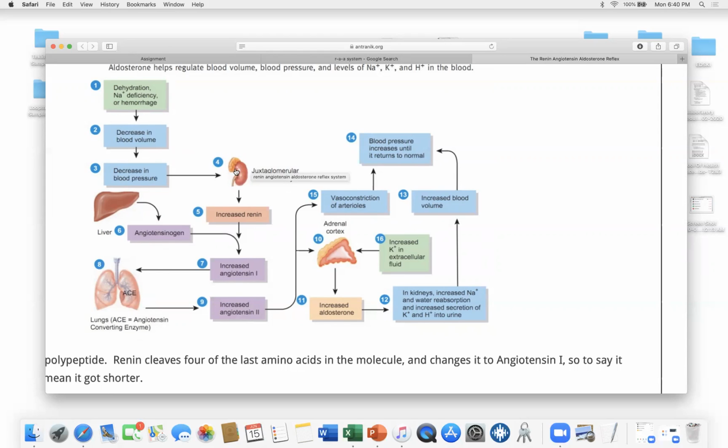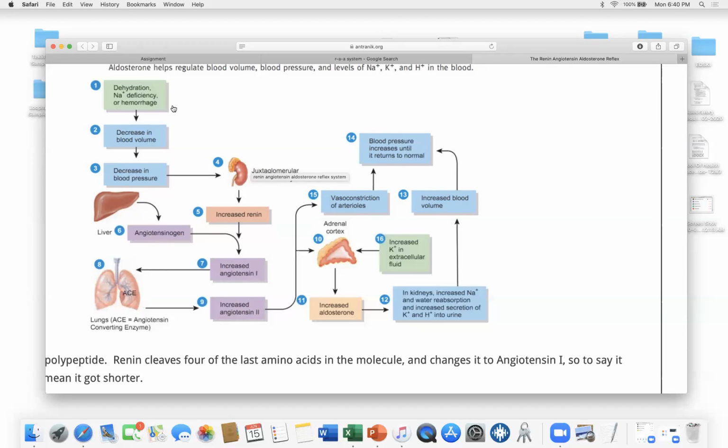JG cells of my kidneys, renin, then my liver secretes angiotensinogen. And how do I know angiotensinogen is an inactive hormone? Look at the word gen, creation of, right? So it goes then to angiotensin 1, which then gets converted by ACE to angiotensin 2. And then what happens? What we want. And what do we want?